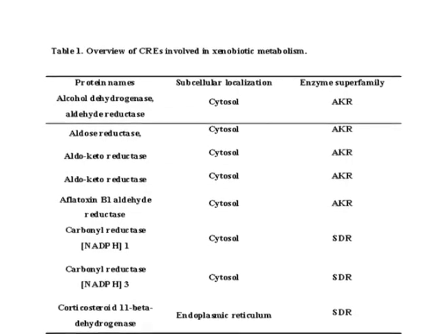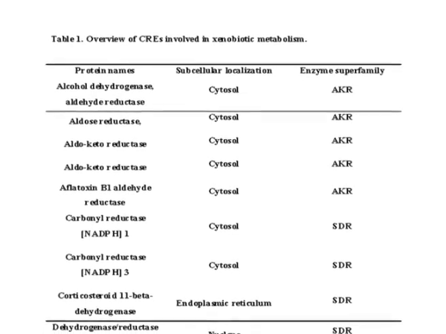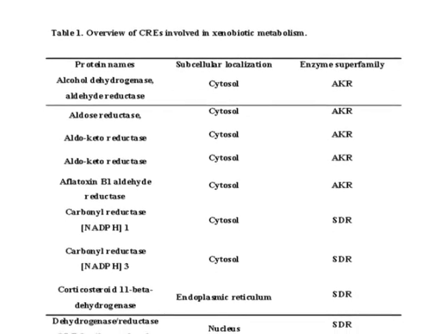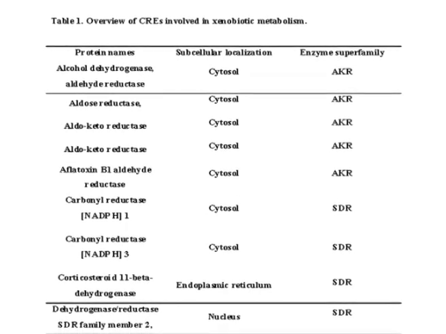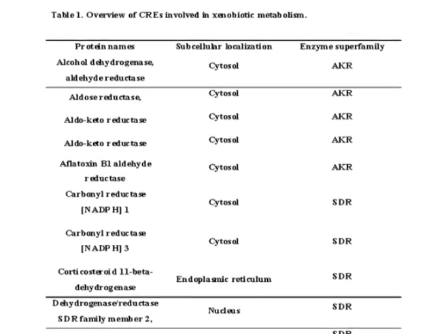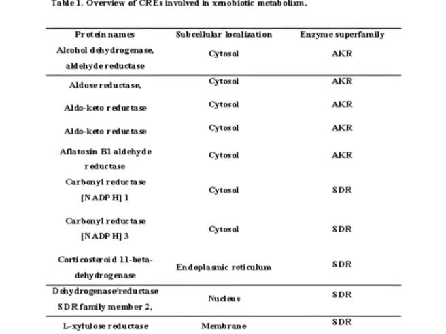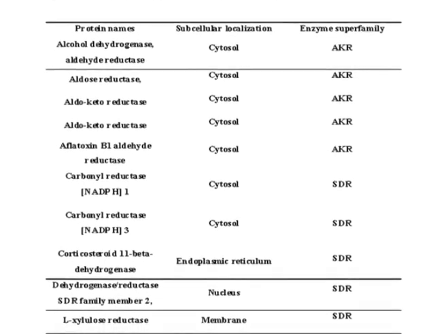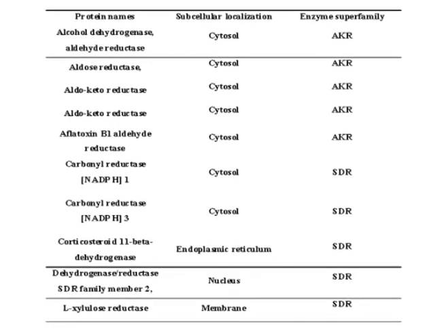All of the enzymes reported to participate in the metabolism of carbonyl compounds are listed in Table 1. Overview of CREs involved in xenobiotic metabolism. Protein names, subcellular localization, enzyme superfamily. Alcohol dehydrogenase, aldehyde reductase, cytosol, AKR. Aldose reductase, cytosol, AKR. Aldoketo reductase, cytosol, AKR. Aldoketo reductase, cytosol, AKR. Aflatoxin B1 aldehyde reductase, cytosol, AKR.